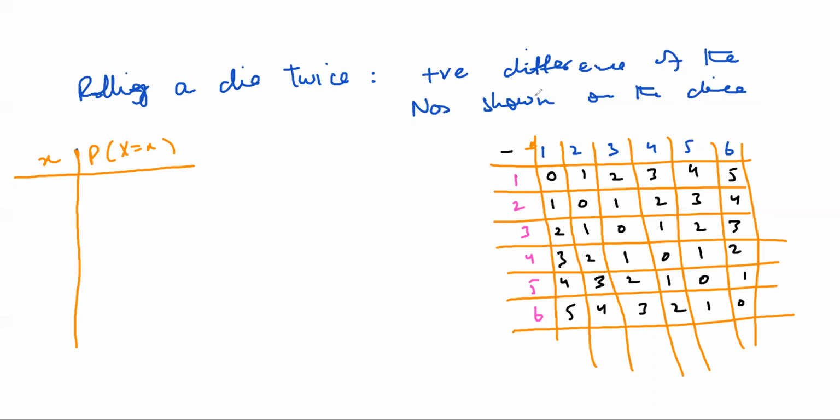Okay. So the probability, these differences are going to be 0, 1, 2, 3, 4, and 5. Now the probabilities: 0 is 6 times here. This is 6.